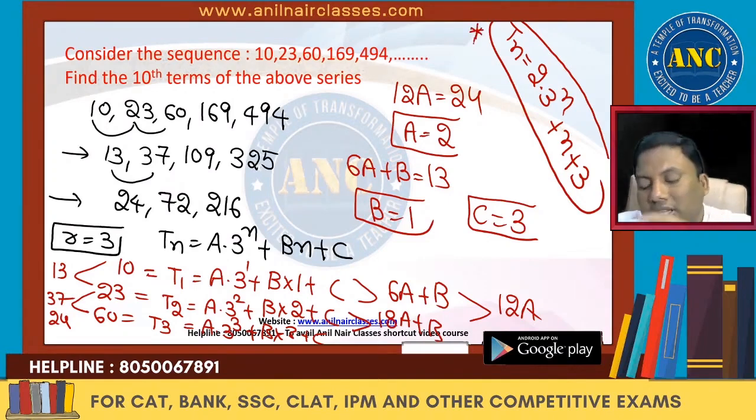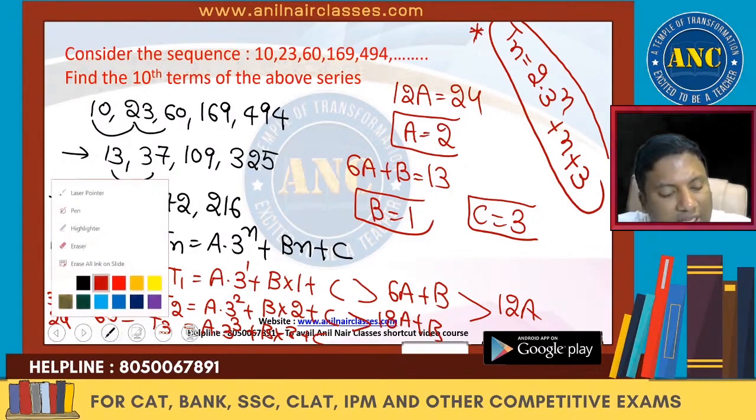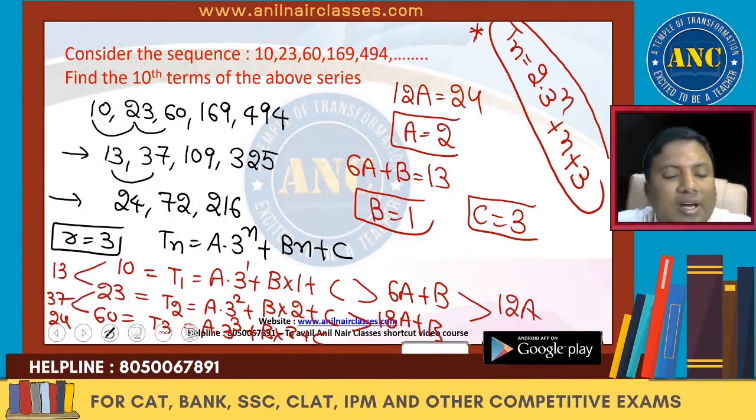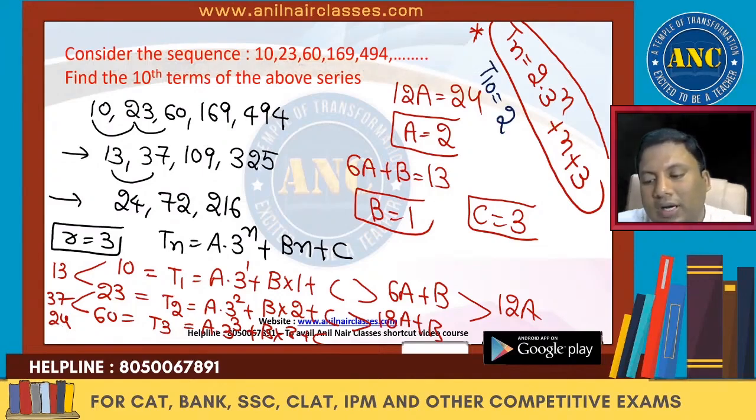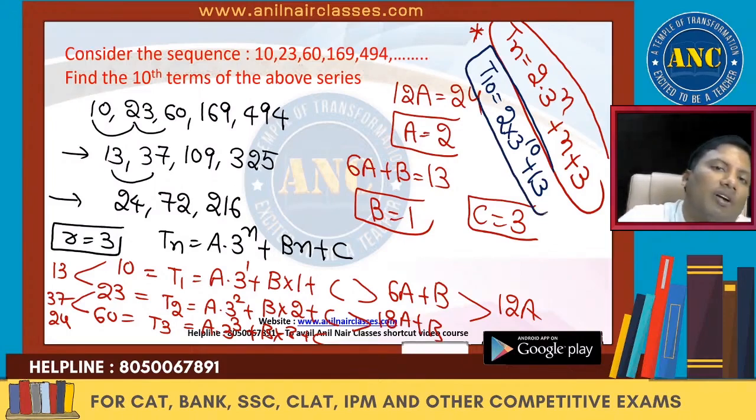So the 10th term is nothing but, I will use a different ink. Once you know the notation, then the rest is just calculation. So this is nothing but 2 into 3 power 10 plus 10 plus 3, it is nothing but 13. This is the value of T10. I hope the idea is clear.